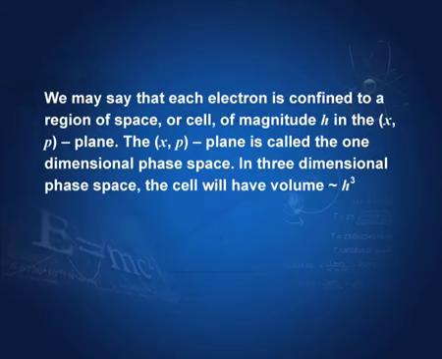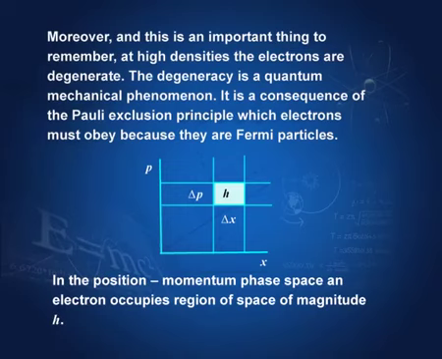We may say that each electron is confined to a region of space which we might call a cell of magnitude h in the x p plane. I will show you in a moment. The x p plane is called the one dimensional phase space. In 3 dimensional phase space, the cell would have a volume h cubed. You see, this is the p axis, this is the x axis, this is phase space in 1 dimension, and this is the uncertainty in momentum, this is the uncertainty in position, and therefore, if we have a cell h, this cell will have 1 or 2 electrons.